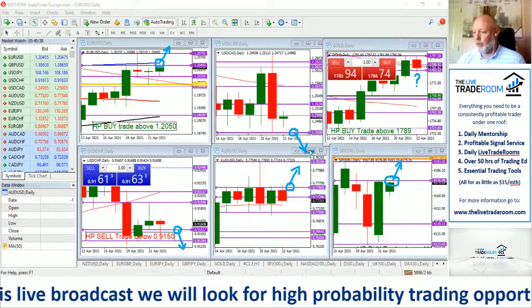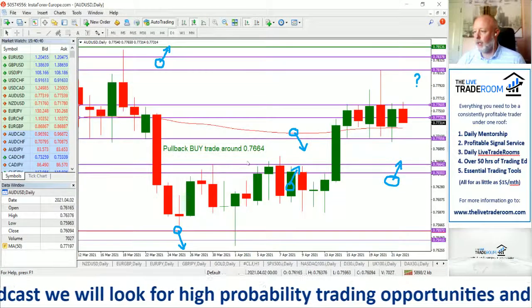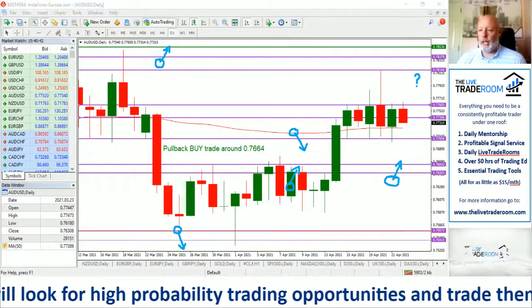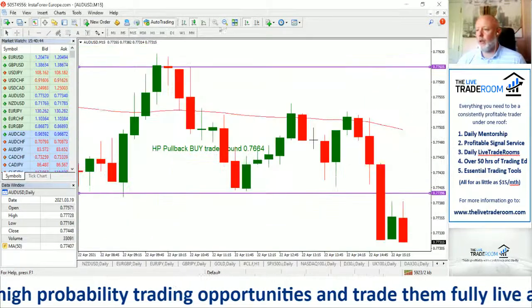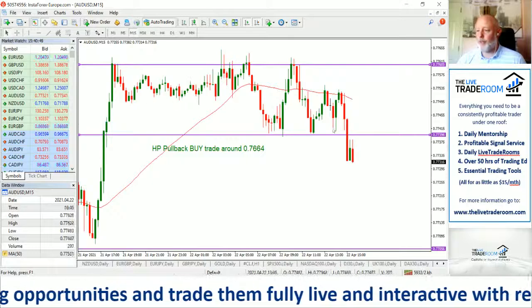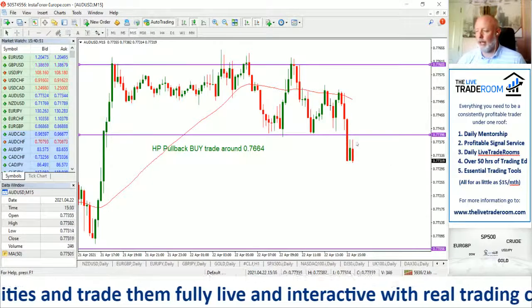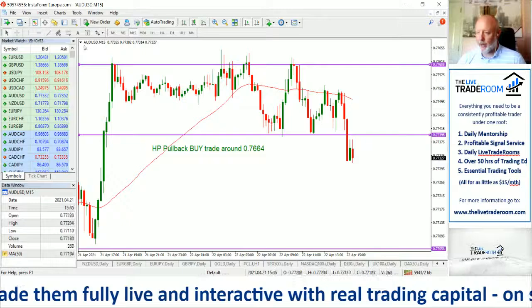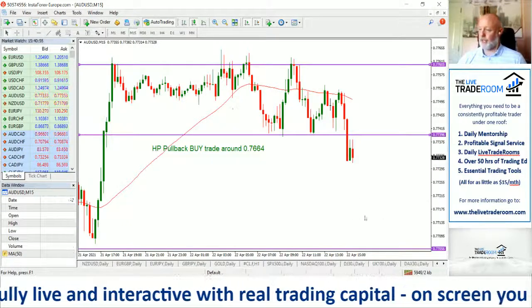A good example was what's going on here with the Aussie dollar. We've been in a sideways moving pattern, and we've just recently broken to the downside. So there's your high probability sell trade in there in the Aussie dollar.